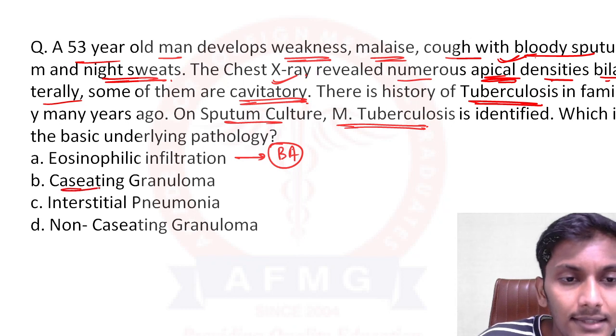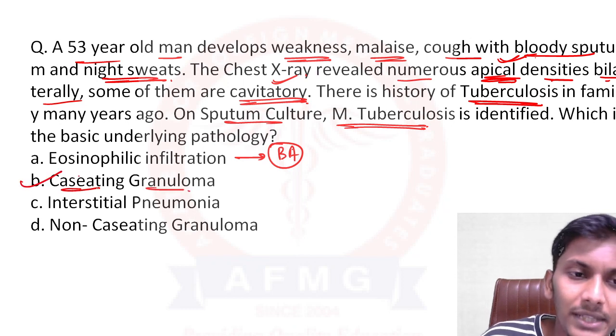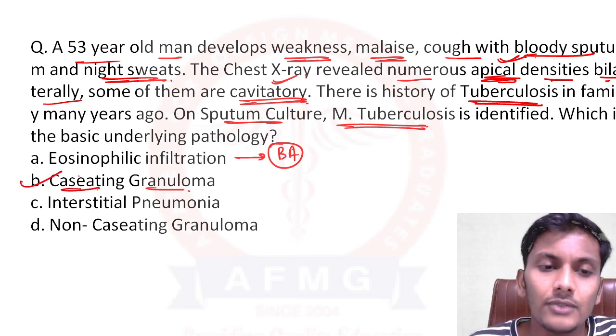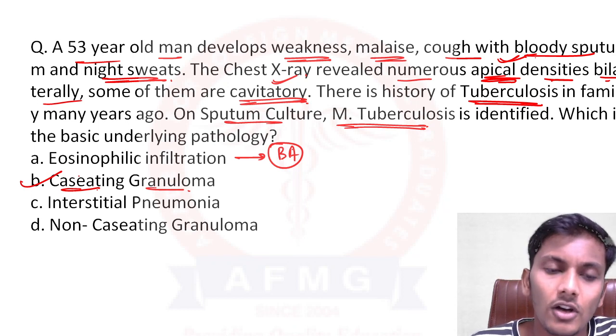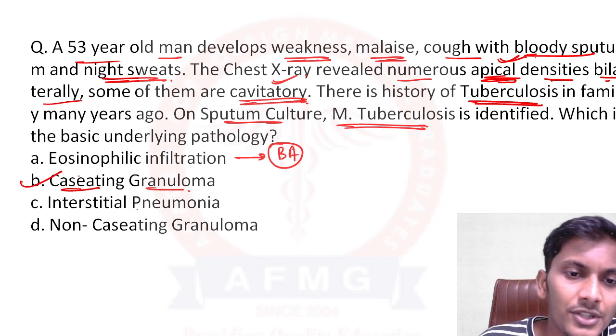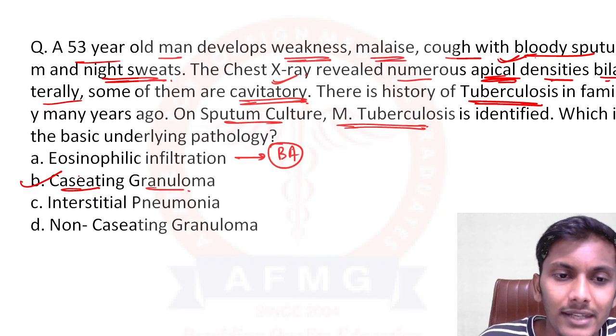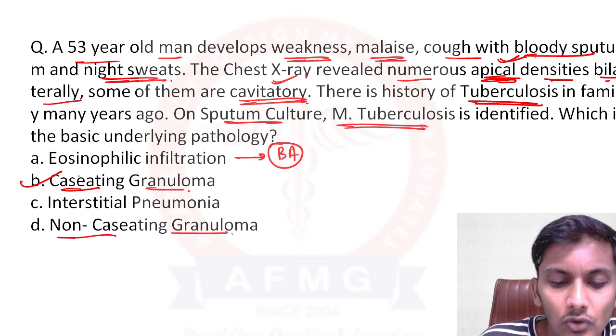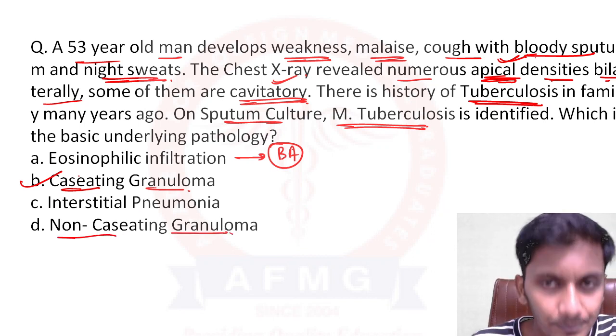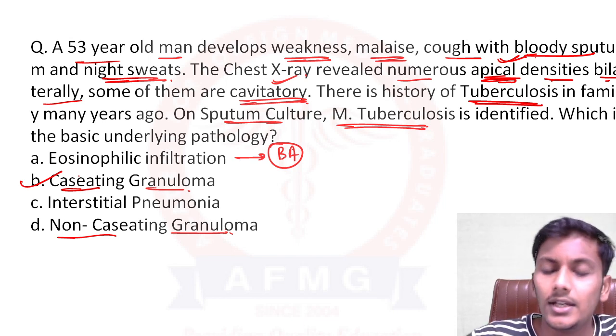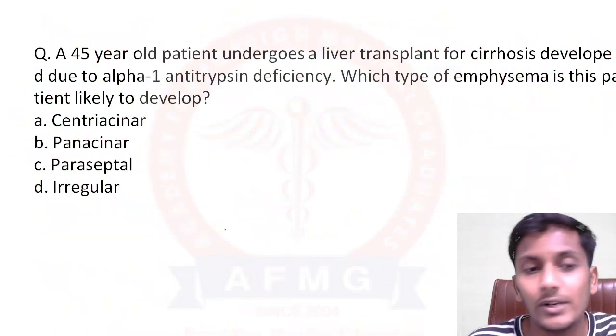Option B is caseating granuloma. And yes, option B, caseating granuloma is your right answer, which is the basic underlying pathology in cases of pulmonary tuberculosis. Option C, interstitial pneumonia. Option D, non-caseating granuloma. We'll be discussing non-caseating granuloma in the next question. So let's move on to our next question, guys.